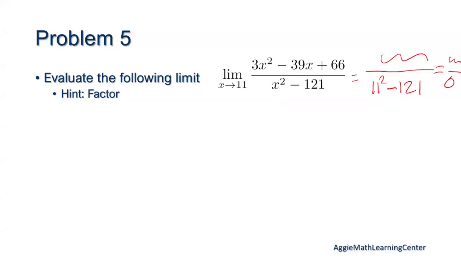So what I'm going to do here is factor the top and factor the bottom. The bottom is pretty simple to factor. This is a difference of two squares because we have a square term right here and a square term right here. So we're going to have an x plus 11 times x minus 11 in the bottom. And then up top, I'm going to factor out a 3, just so I can see the base polynomial a little bit better.